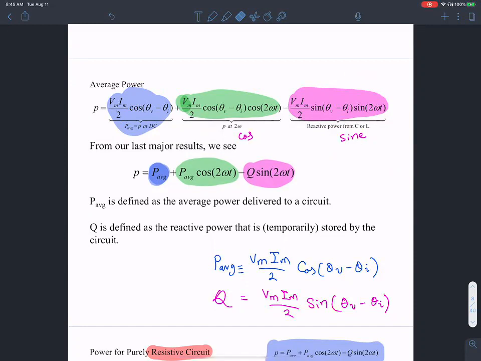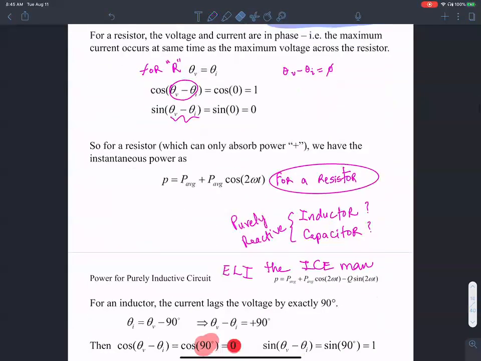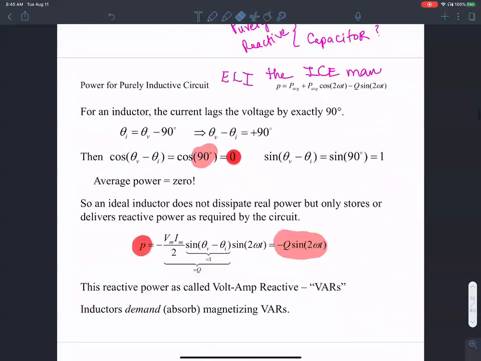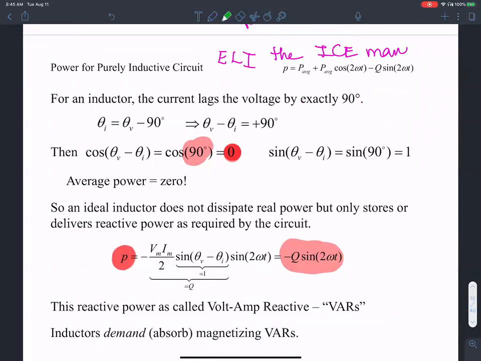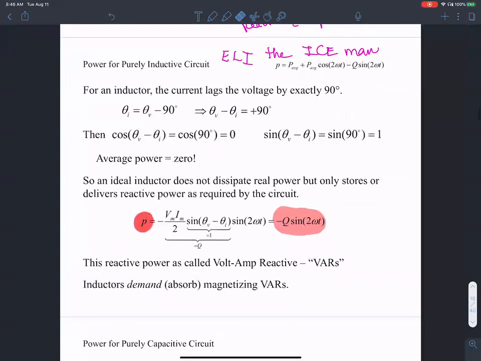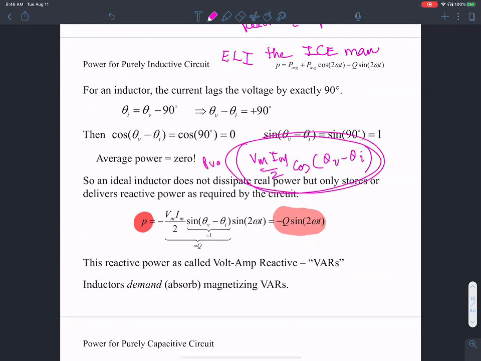Let me show you what I mean. For a purely reactive circuit, for an inductor, the current lags the voltage by 90 degrees. So theta V minus theta I is 90 degrees because the voltage leads the current. And we know cosine of 90 is zero and sine of 90 is one. When you do that, the average power, which is Vm Im over 2 cosine theta V minus theta I, goes to zero because it's a cosine term. Cosine of 90 is zero.